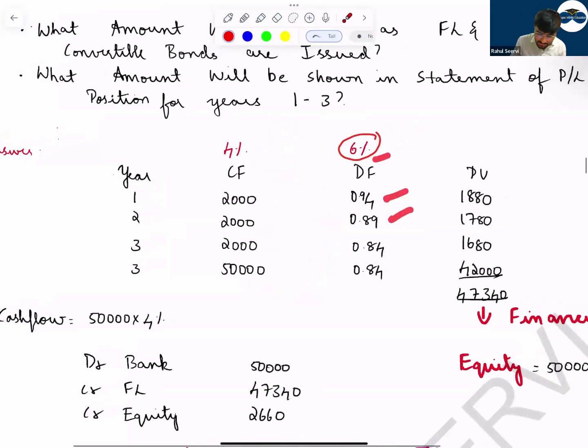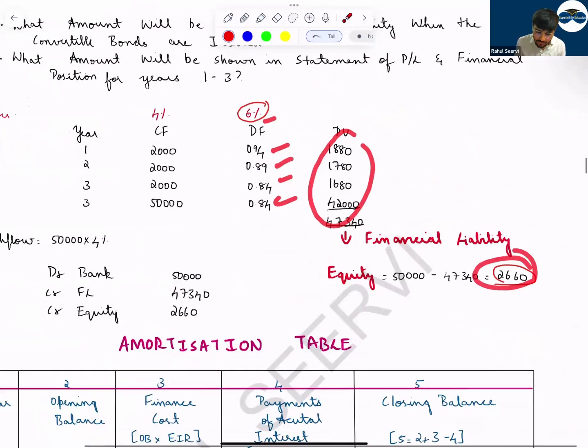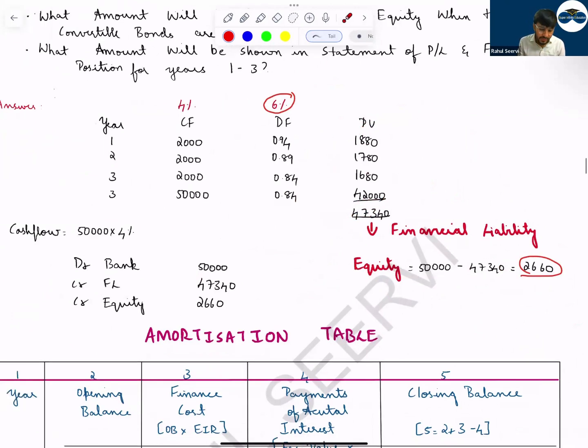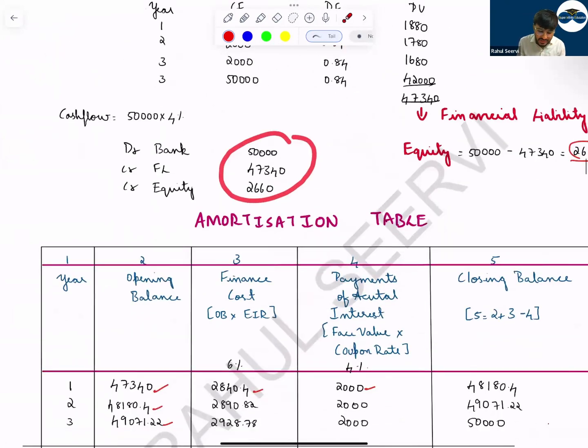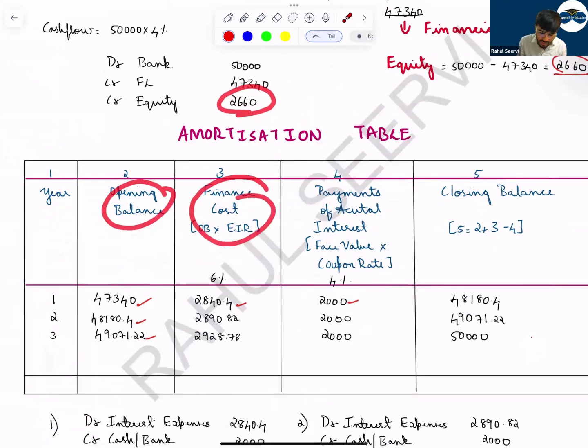Then at 6% we have taken the discount and calculated the value. We got the financial liability as 47,340 and the equity as 2,660. So this is the entry we have passed. Then we will follow the amortization table for the financial liability. Equity will be recorded at cost only. So opening balance, finance cost, payment of actual interest, closing balance.